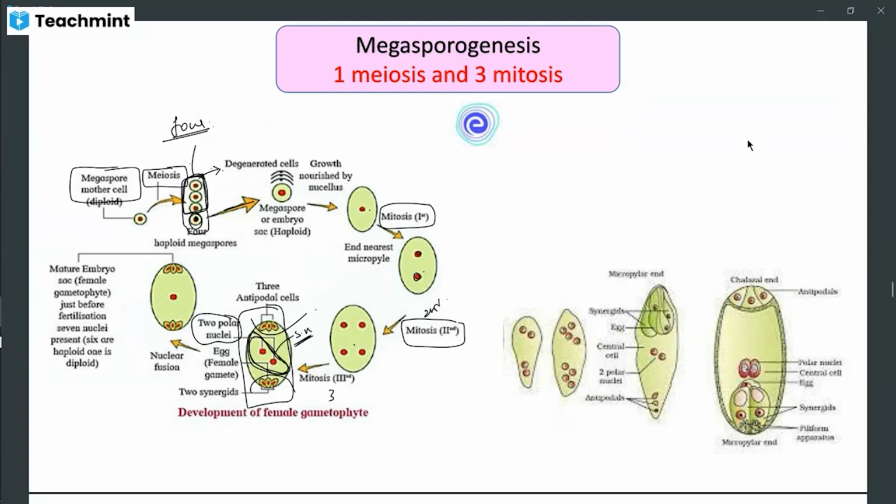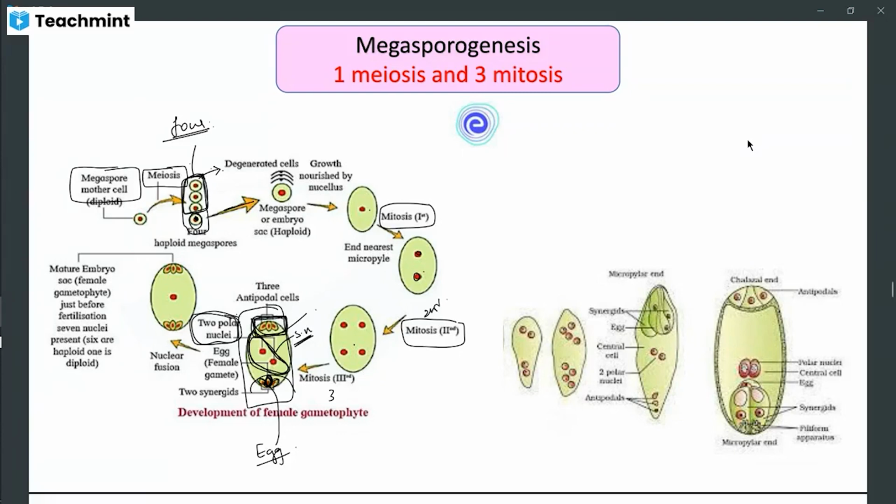Okay, and these are two polar nuclei. And along with two synergids, there is one another cell which is most important. What do you call this cell? The egg cell. And the other three cells are known as the antipodal cells, right?